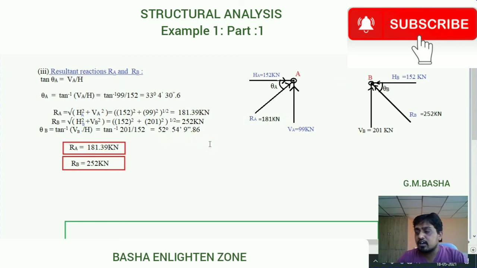So friends, this is the procedure for finding resultant reactions at supports. If you want to find the resultant reactions at the support, beforehand you have to find the vertical reaction and then the horizontal reaction. Based on that only you can find the resultant reactions at the support. Friends, I hope you understand this lecture. In the next lecture, that is part 2, example 1, in continuation of this lecture, I will show how to find the normal thrust, bending moment and radial shear.